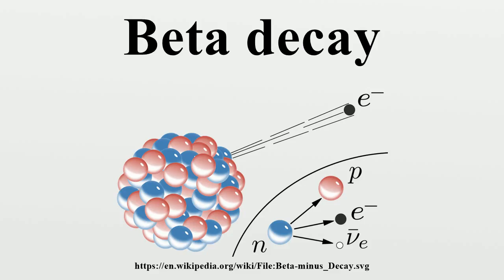In electron capture, an inner atomic electron is captured by a proton in the nucleus, transforming it into a neutron, and an electron neutrino is released. An example of electron capture is the decay of krypton-81 into bromine-81: 81/36 Kr + e⁻ → 81/35 Br + νₑ.